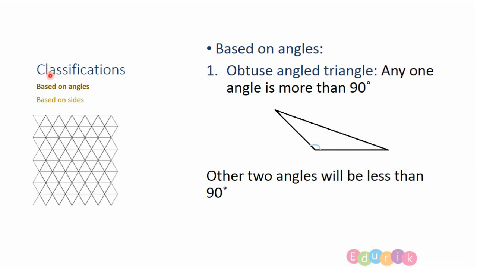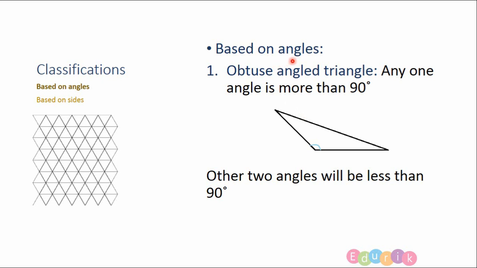We will be classifying triangles mainly on two attributes. First one is based on angles and the second is based on sides. So before we start, you have to know one basic thing about any triangle, that the sum of all the angles of a triangle is always 180 degrees. This is true for any triangle.